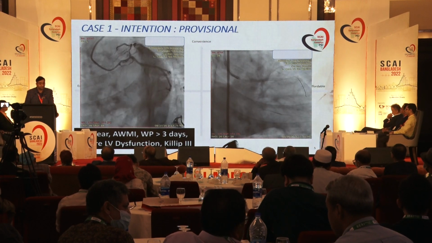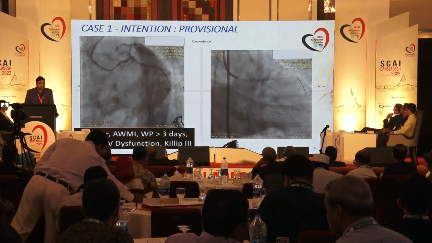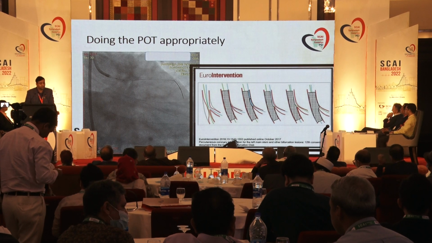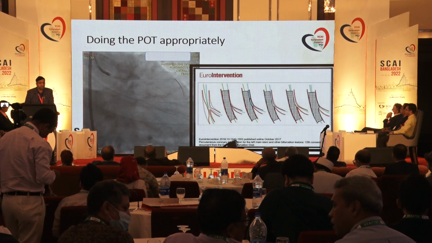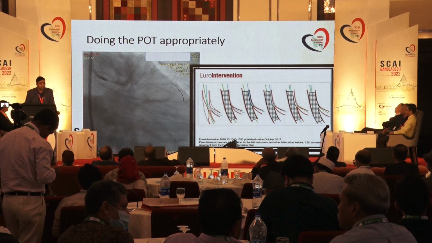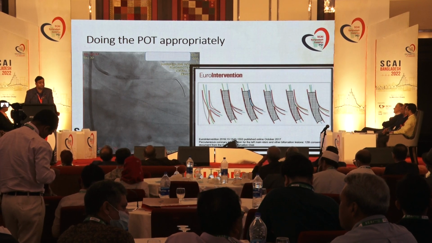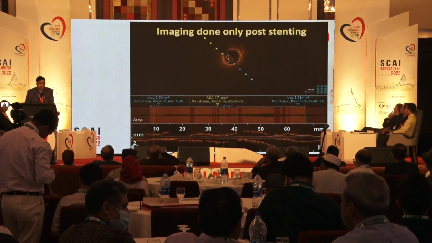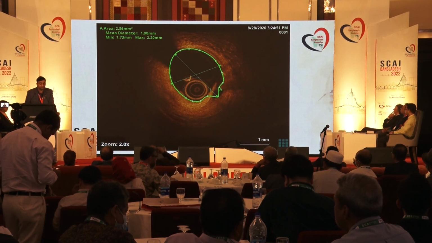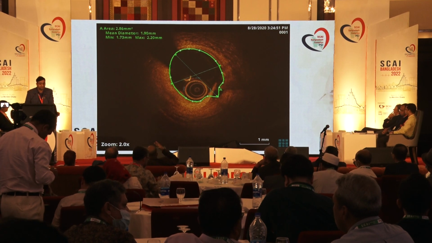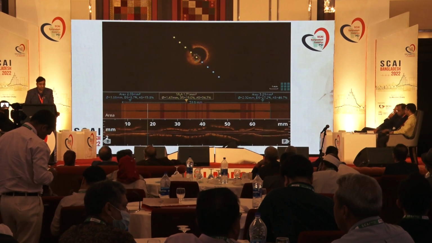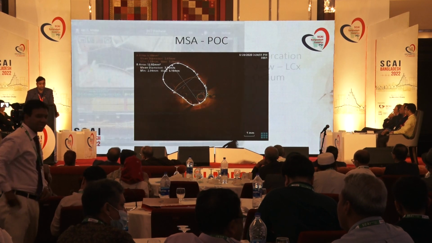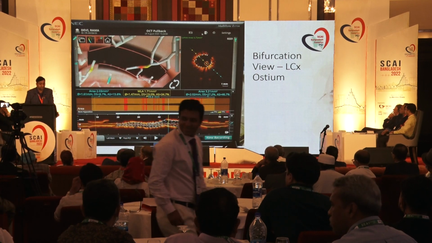This is a Medina 110 left main and LAD critical disease in a case of anterior wall MI. And we did a provisional strategy with the optimal POT and thereafter used imaging to document our result. I would just exemplify in this case what the imaging could offer and what it could not. The imaging was done post-stenting and we had an adequate result in left main and LAD, and we could notice a distal stent edge dissection that could or could not have been managed according to the extent of the dissection. And at the bifurcation view, we could see the oblique struts in the left circumflex ostia.